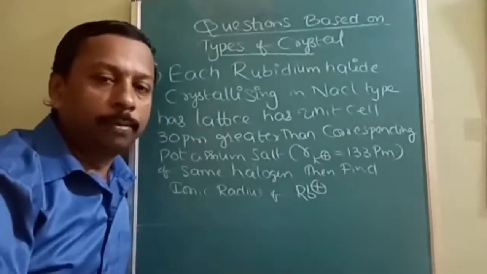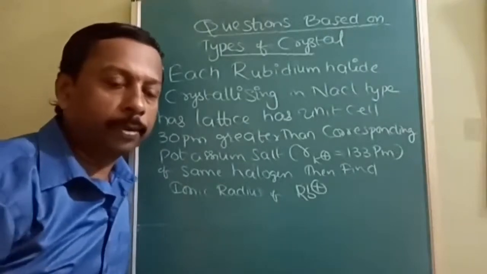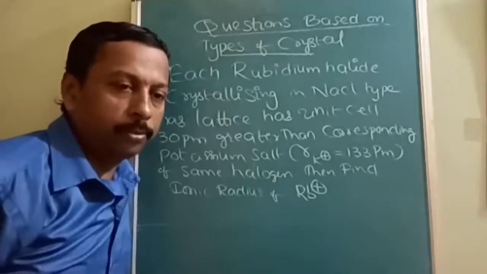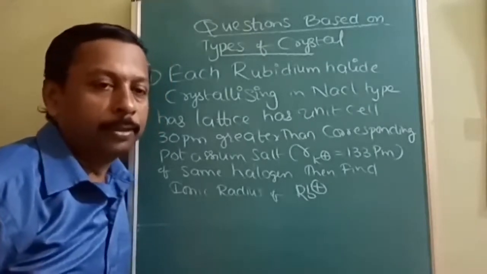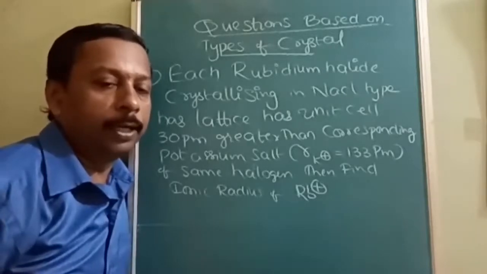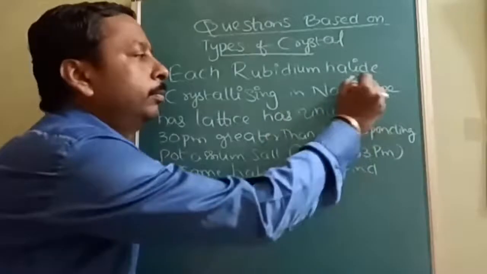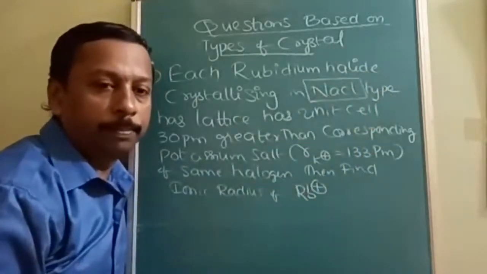So you have to be very careful and remember the old things. Okay, not only learn new things, remember the old things, then only you will be able to solve this type of questions. Okay, so here the question is rubidium halide. There are two types of crystals. Both belong to NaCl type only.